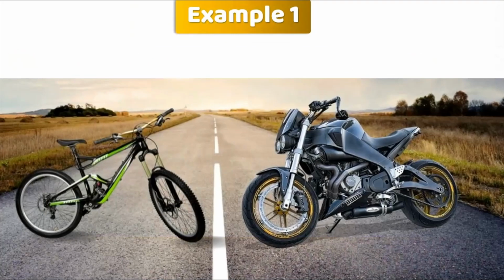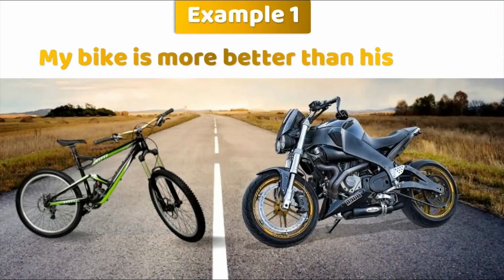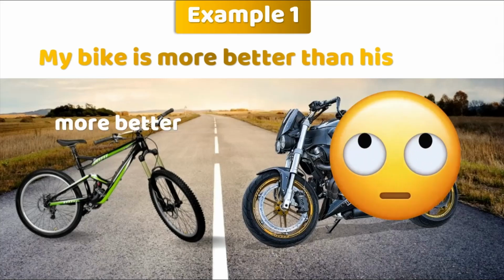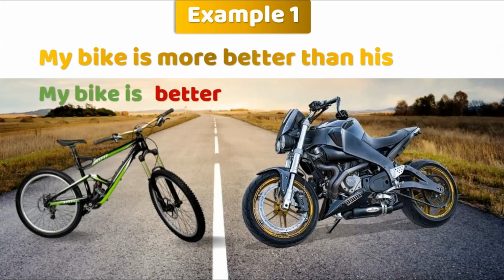So let's get back to the examples now, and my bike is more better than his. This was the first example that we had. Now, can you identify the mistake in this sentence? Well, yes, more better. Exactly. We've just said that when we say that something is more good than another, we say it's better, not more better. So we remove the word more and just write better. So my bike is better than his. Like a boss.